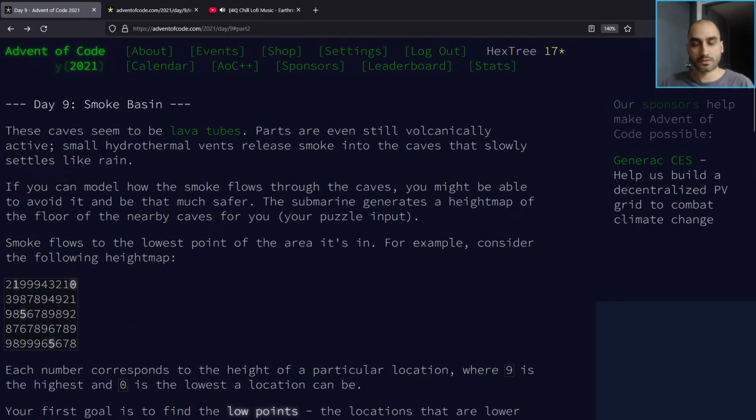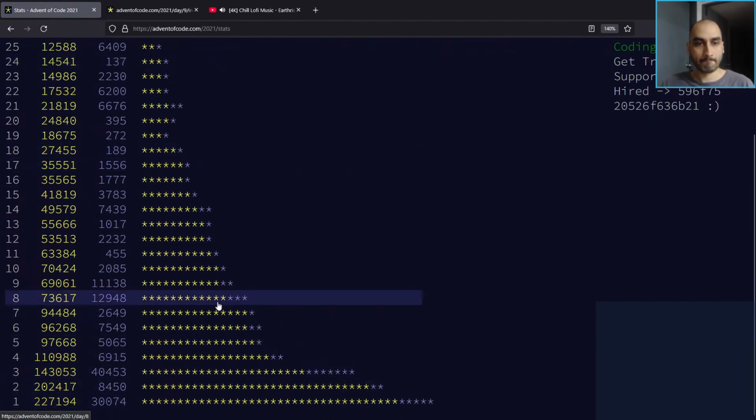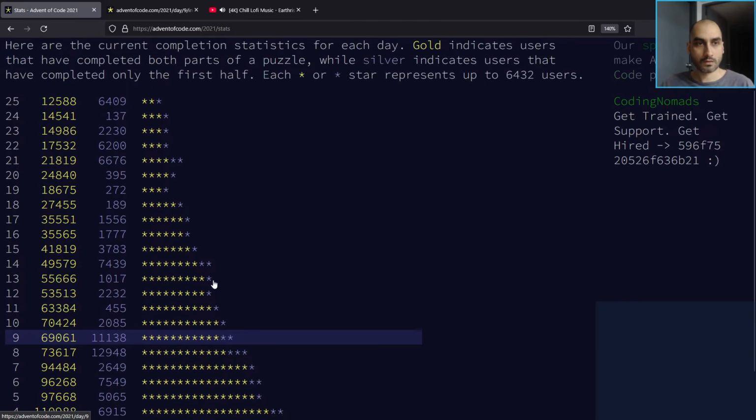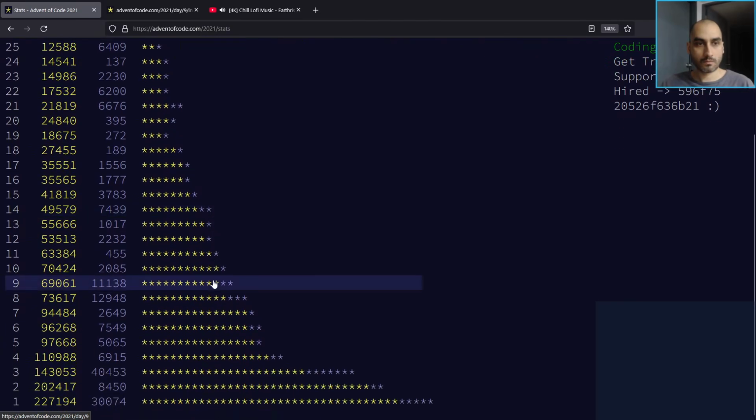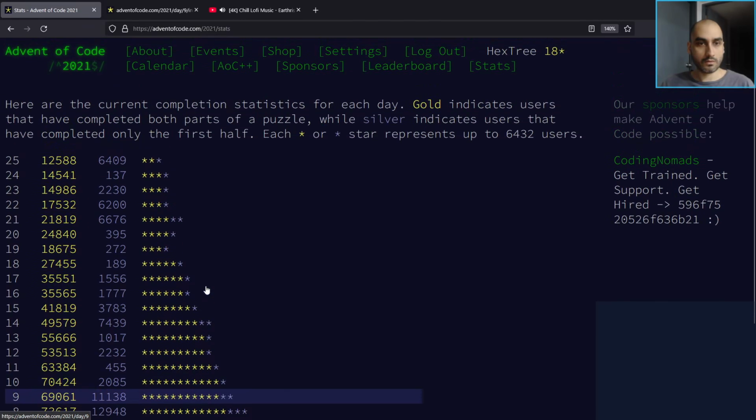So we've done day 9. I think we'll stop there. Yep, that's about a third of the way through. Looks like 19 might be a tricky one.